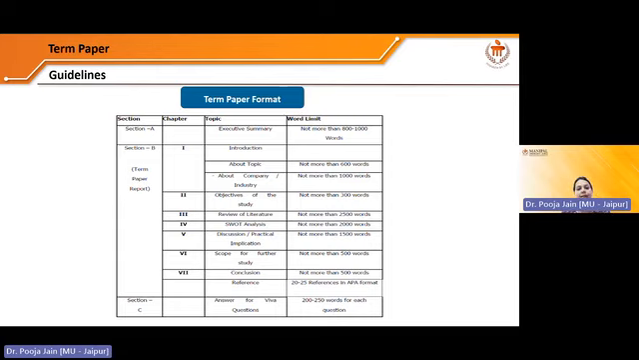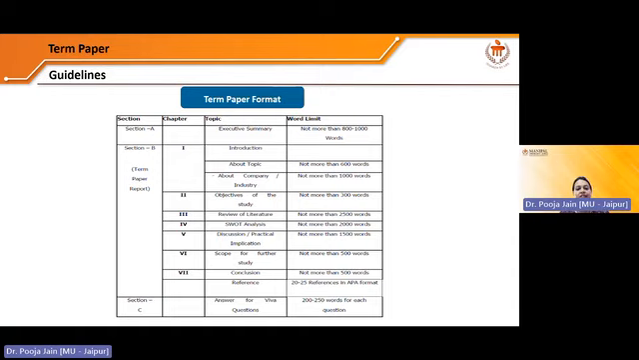The references should be in APA format. There are a number of formats for writing references, but for the term paper, APA format is required for referencing purposes.